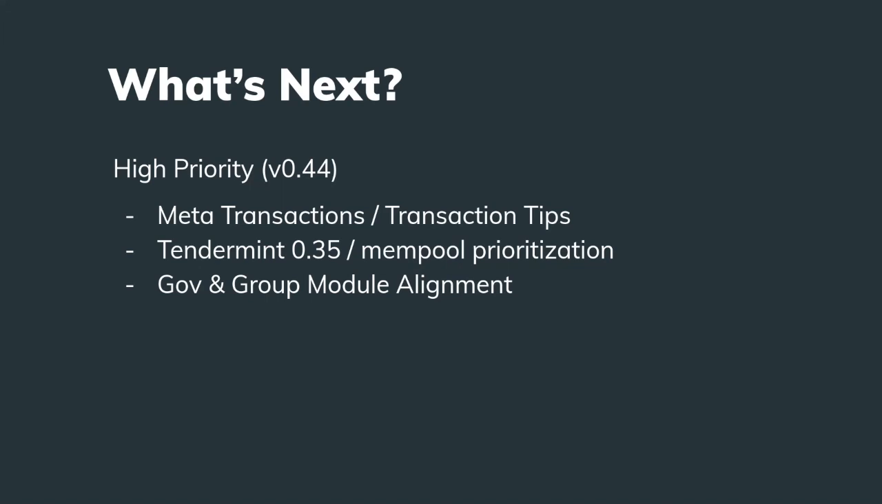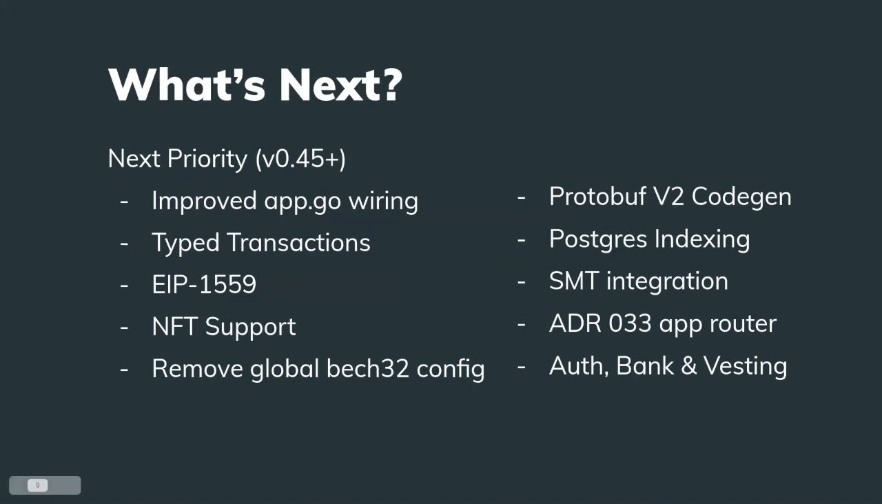So all those pieces coming together here, hopefully with the addition of the group module and improvements to the Gov module and alignment between the two. So those are the high priority items for the next release to support Cosmos Hub, to support Gravity Bridge, Cosmos Hub. But these items here are next priority for version 0.45 or further.